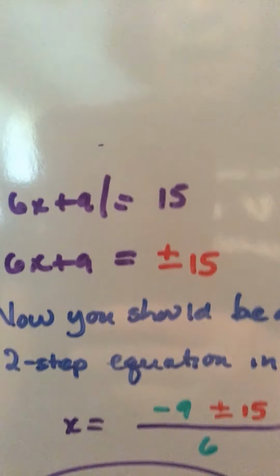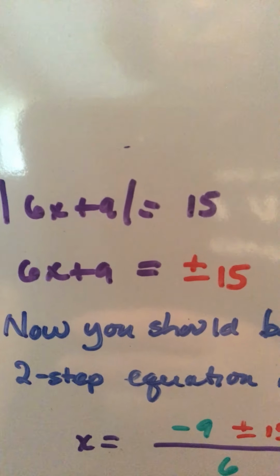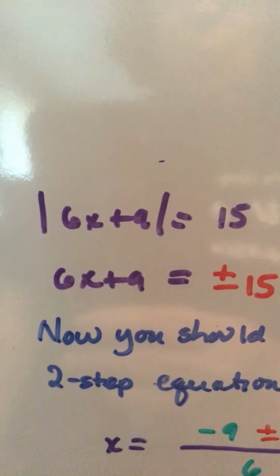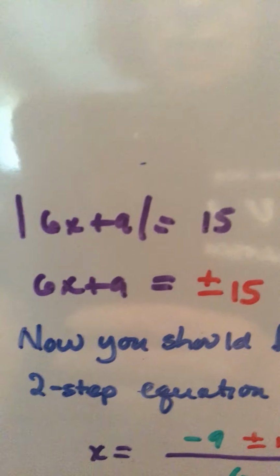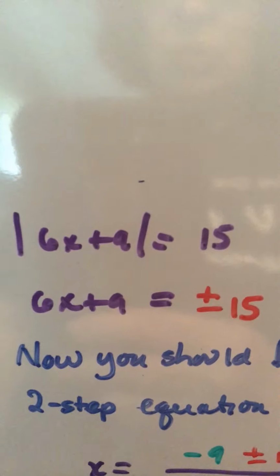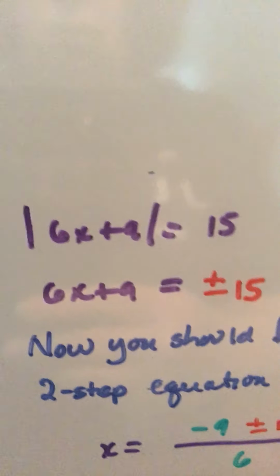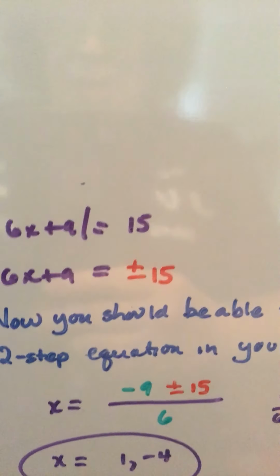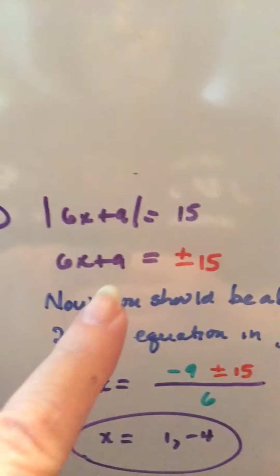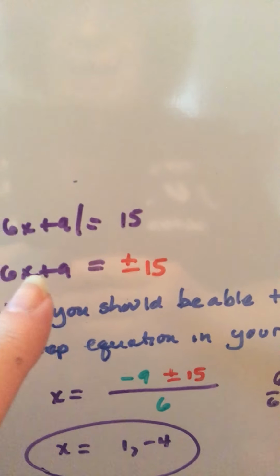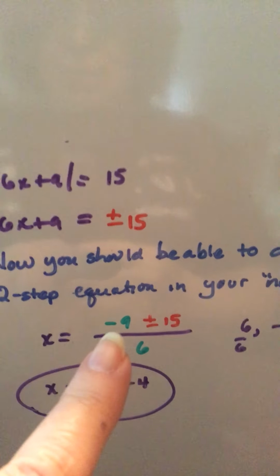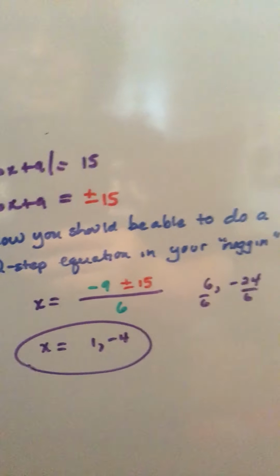Now here's where I don't understand what some people do. This is a very easy problem. What do we know? The inside has to be plus or minus 15. You should be able to do a 2-step problem in your head using the old noggin without any issues. What am I supposed to do? Subtract 9, divide by 6. Notice I showed subtract 9, divide by 6.